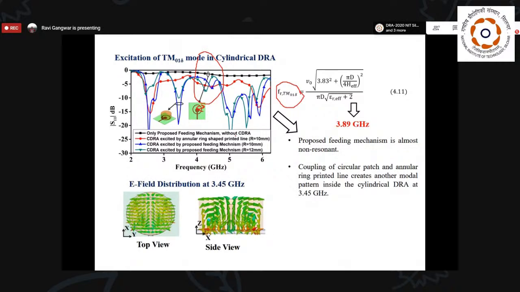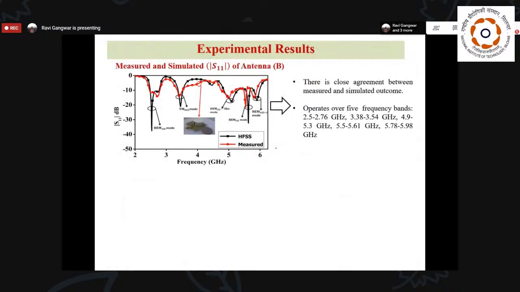To verify whether we are able to get this band or not, we have drawn the electric field distribution, and from the field distribution we are able to say that we are able to generate the TM01 delta mode inside the dielectric resonator antenna. So here you can see that with the help of this modified design of the excitation scheme, we are able to generate 5 different modes inside the dielectric resonator antenna. And these 5 different modes give 5 different bands in the S11 response.